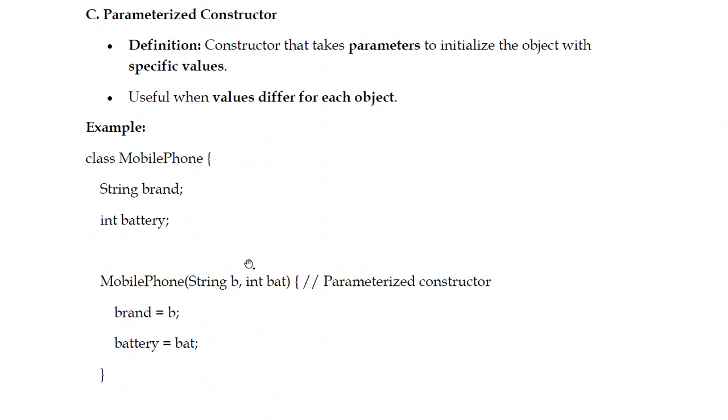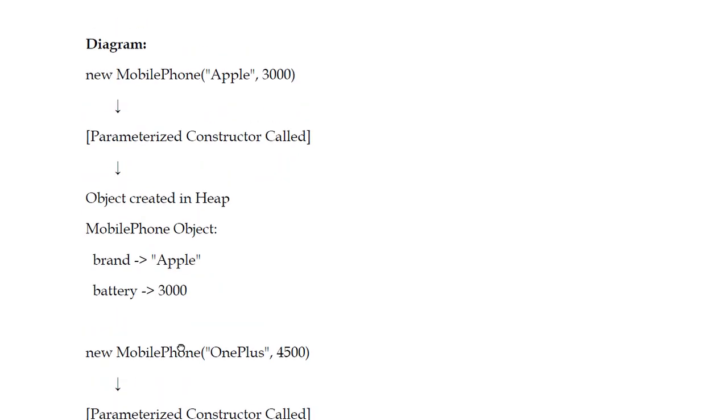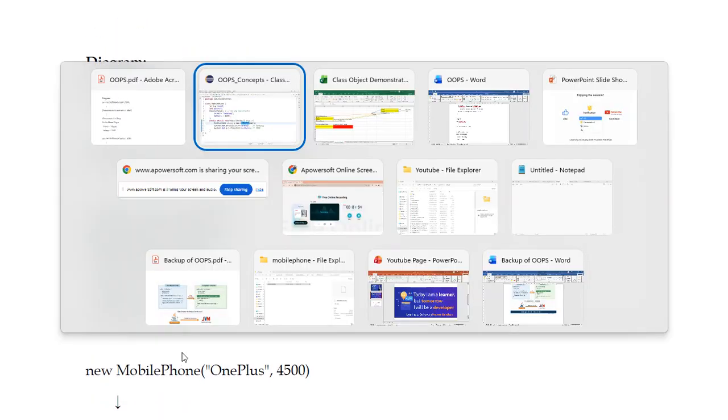So parameterized constructor means, the word itself, we are meaning. We already discussed in our previous session also. It takes the parameters to initialize the object with the specific values. At the time of object creation itself, it will initialize the data members' values. This is the proper OOP standard.